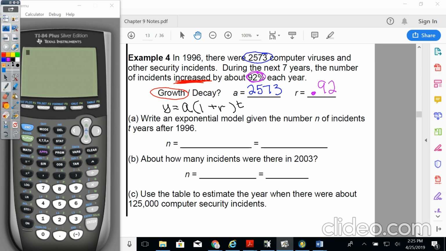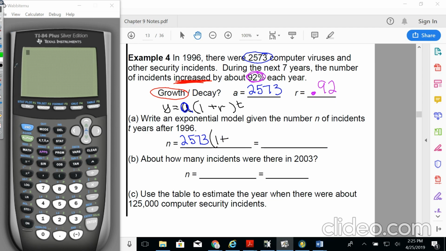So plugging everything in, y equals, or n equals, 2,573 times 1 plus r, which is 0.92. And we raise it to the t power. You can make it x if you want. It really doesn't matter. So then we add these together. So our equation is 2573 times 1.92 to the t. So we just add 1 plus 0.92.